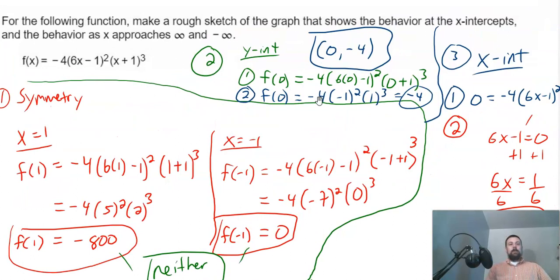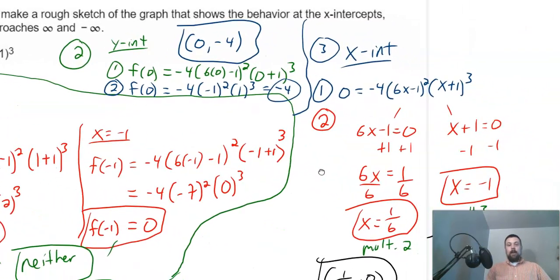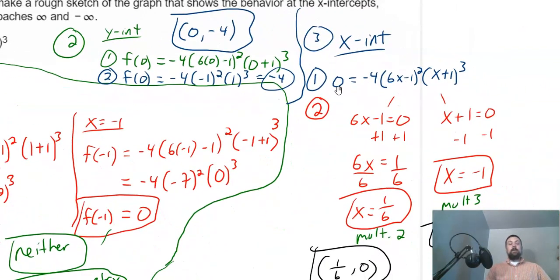All right. For the y-intercept, you plug in 0 for x. You simplify this. This is positive 1. That's positive 1. So 1 times negative 4 is negative 4. So you get (0, -4). That's the y-intercept. For the x-intercepts, you set y equal to 0. It's already factored for you. So this is where it's beneficial to have it already factored. It makes it that much easier to find your x-intercepts.